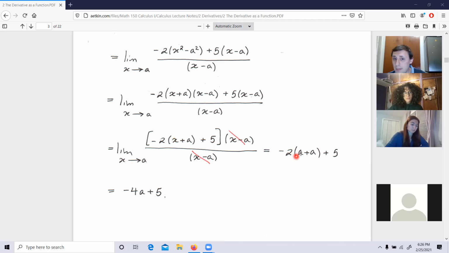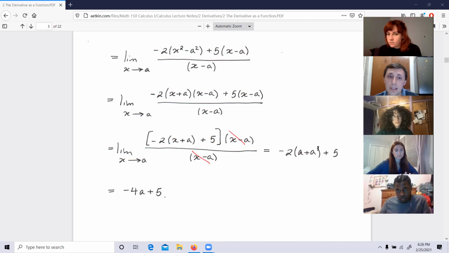X here becomes a. So it's minus 2 times a plus a. That is minus 4a plus 5. Minus 4a plus 5 is what we're getting. Yes? Now notice I spoke and I was explaining how long it takes to do that, guys. If you train yourself, it takes no time at all, right? It takes a few seconds to figure it out.